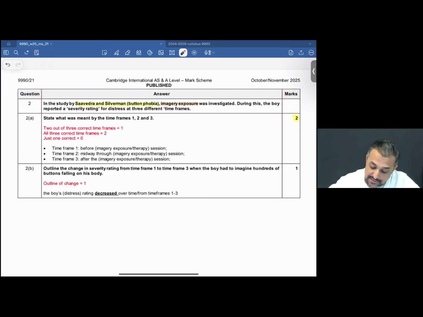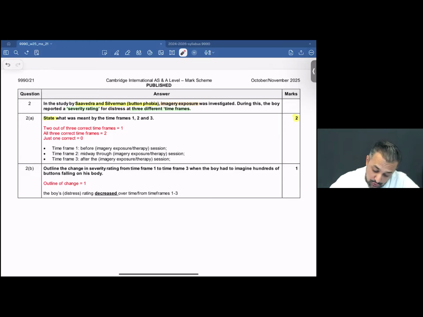In the study by Savard and Silverman on button phobia, imagery exposure was investigated. Fine. During the study, the boy reported a severity rating, let's highlight this as well, for distress at three different time frames. State what was meant by time frame 1, 2, and 3. Now, the command word over here is state, and this is a 2-mark question. When it is a 2-mark question, I need to provide the examiner with enough content or information that makes me eligible for 2 marks.